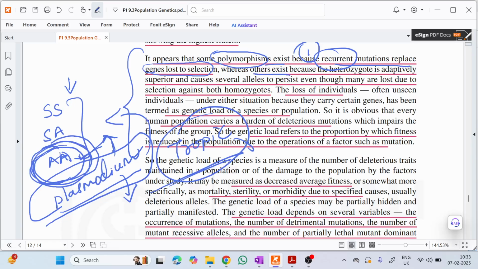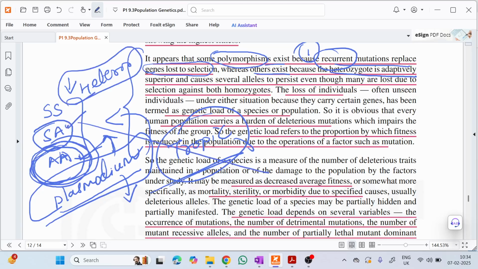So they will replace those genes that are lost due to selection. Then there is another polymorphism, which is the heterozygous advantage. This one. These will remain in the system, as I told you about heterosis and heterozygous advantage. Because of it, two alleles, one dominant and one recessive, can stay and exist in a pair as long as they do not result in a deleterious condition or the death of the individual. So in both cases, the polymorphism will exist.